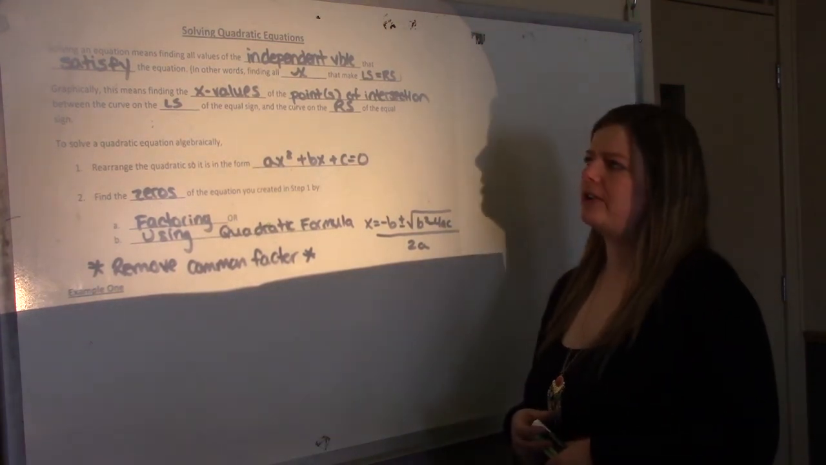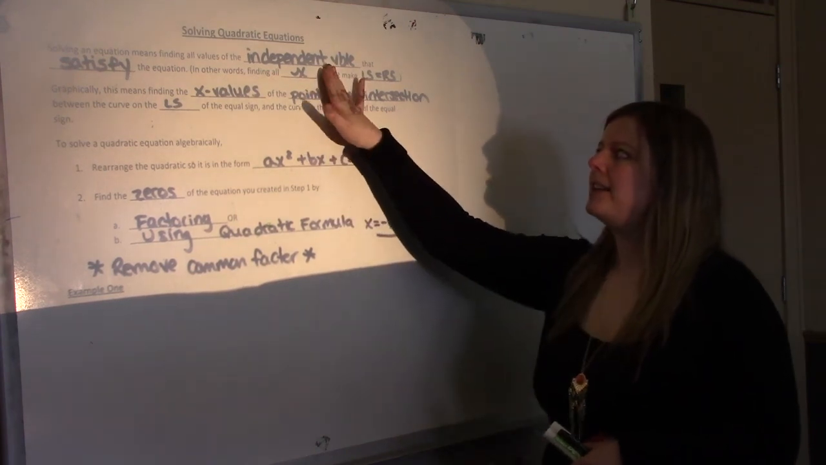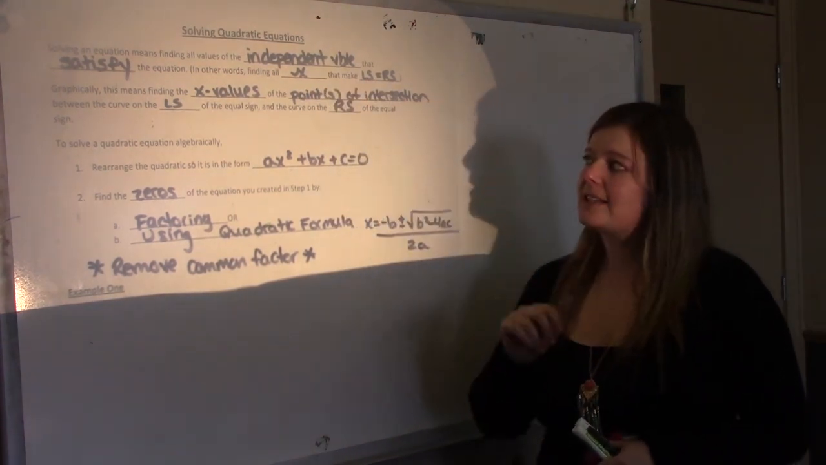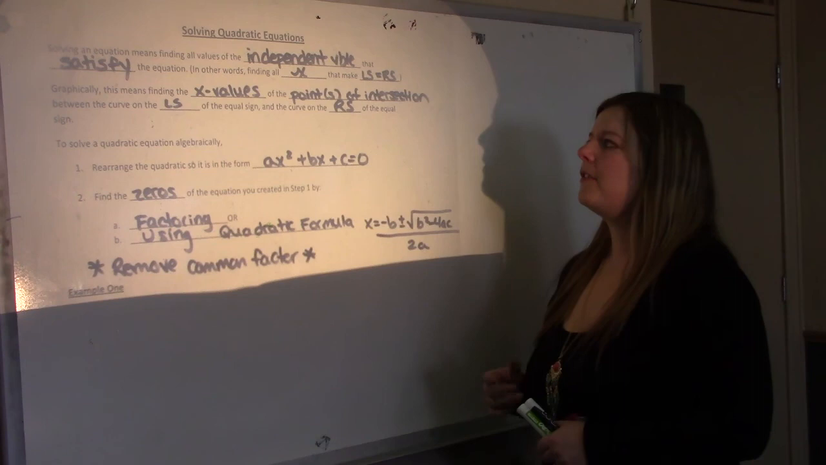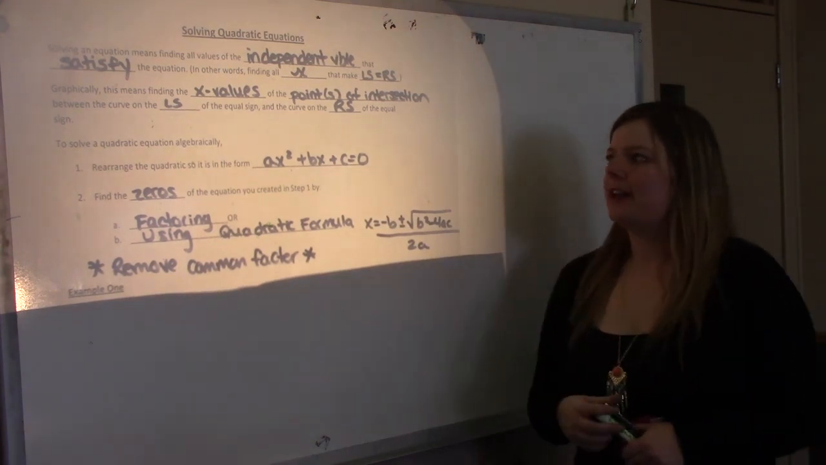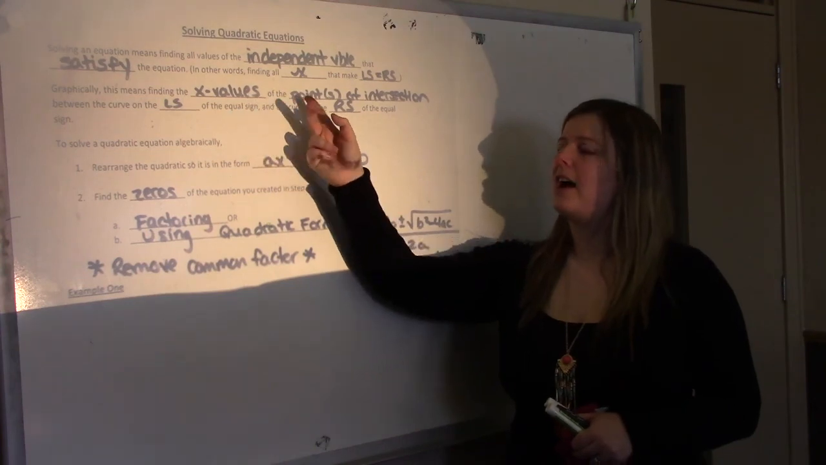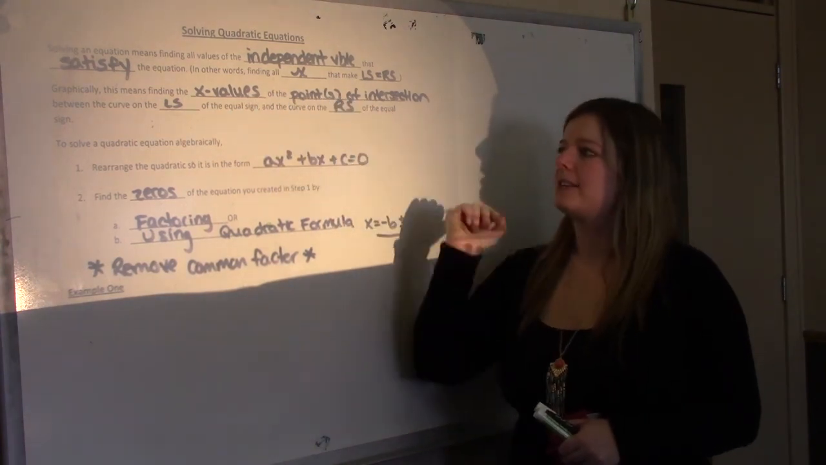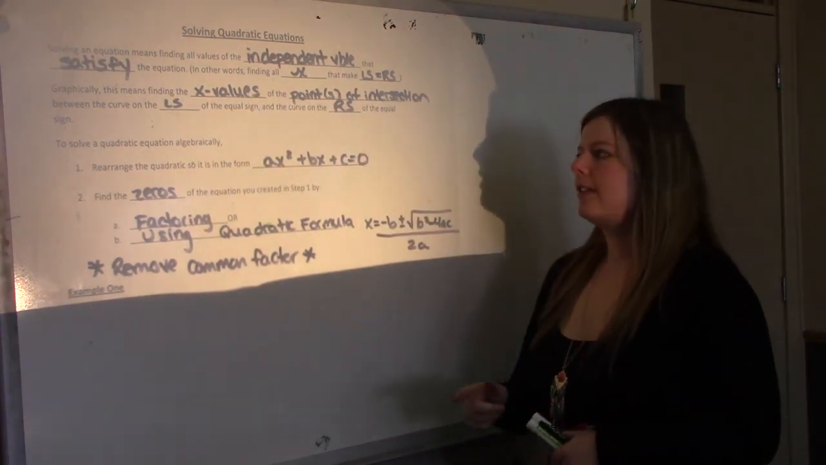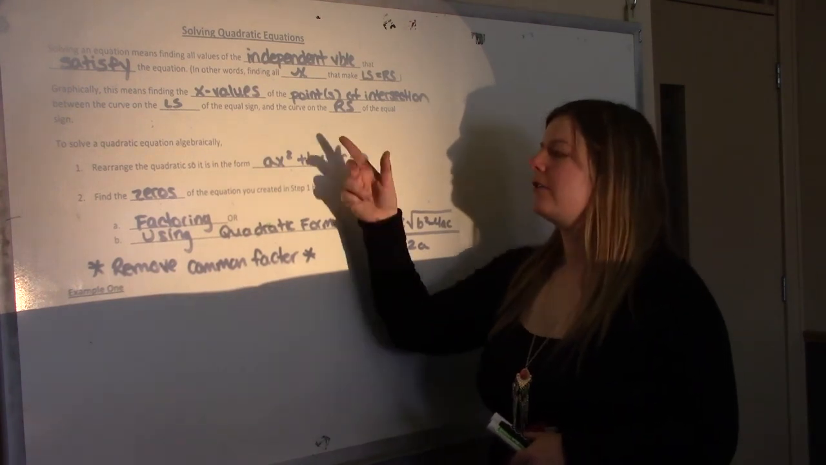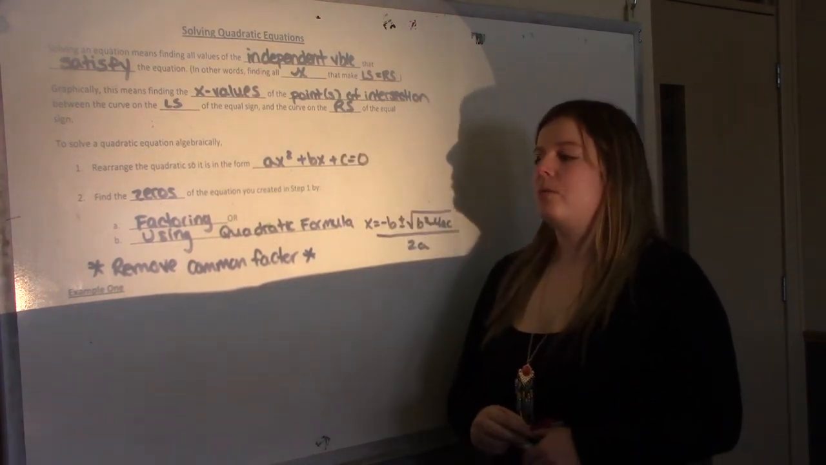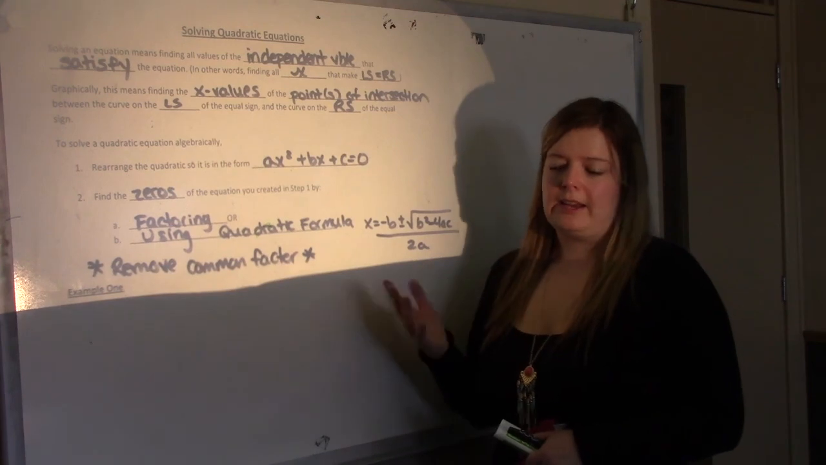Okay, so solving an equation means finding all the values of the independent variable that satisfy the equation. So in other words, finding all x that make the left side equal right side. Graphically, this means finding the x values of the point or points of intersection between the curve on the left side of the equal sign and the curve on the right side of the equal sign, which could be a horizontal line like my example showed.